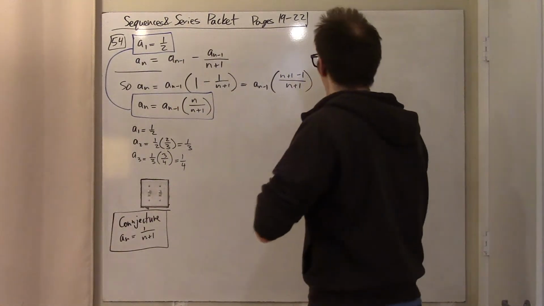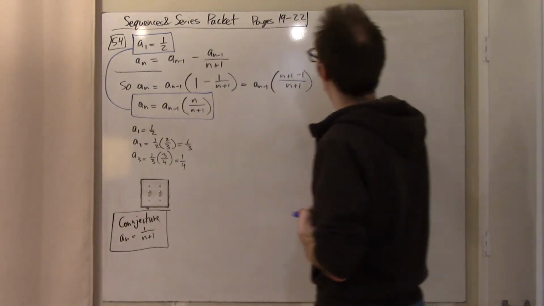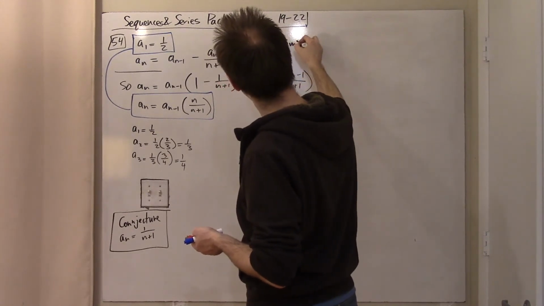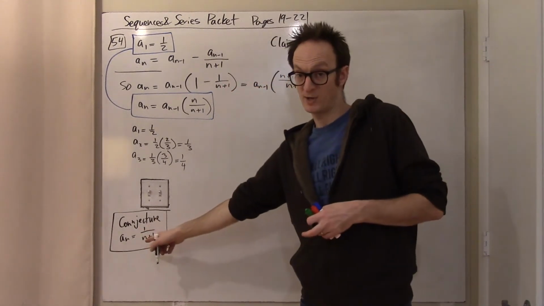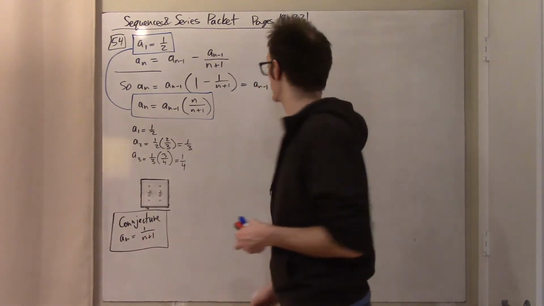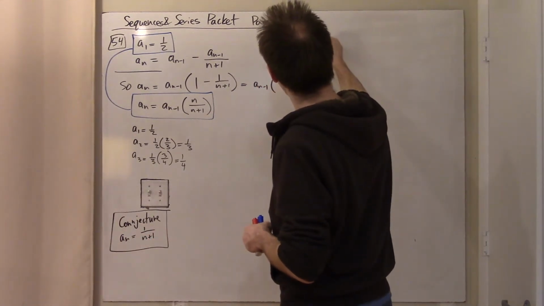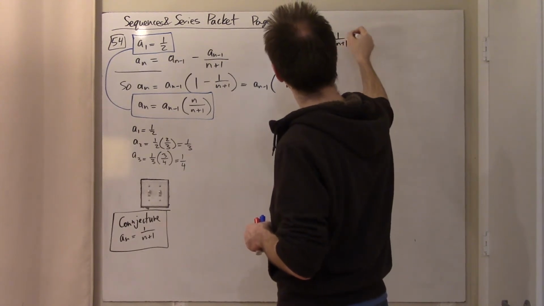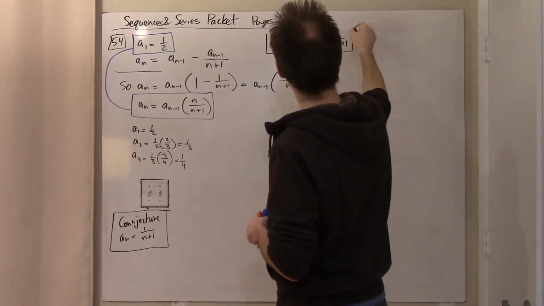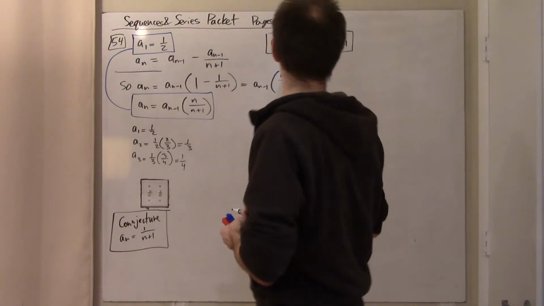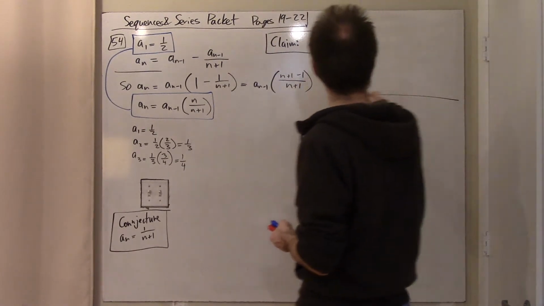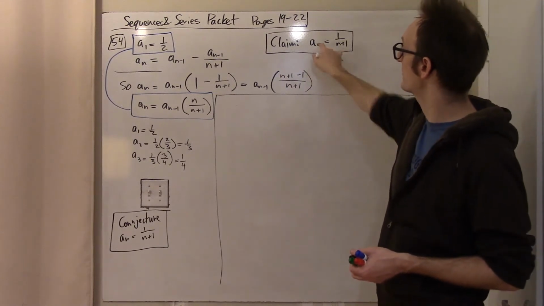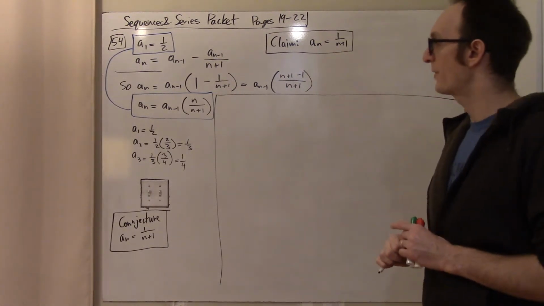But now I have a claim. My claim, which I stumbled upon down here by pattern recognition, is that in fact the nth term is just 1 over n plus 1. Okay, and so I'm going to prove this by induction. The base case is already done because we've already seen that it works when n is 1 and when n is 2.